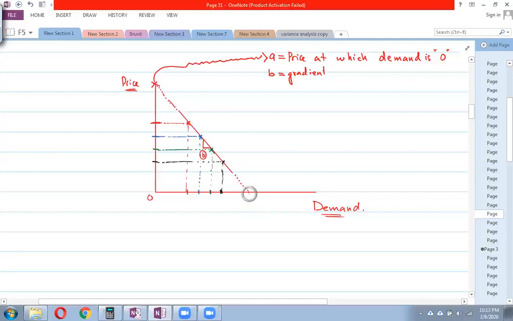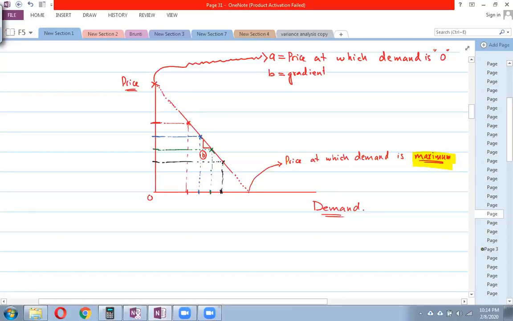But what is the price at this point? Price is zero, isn't it? Price is zero. You're at this point, so price is zero. So you can call this the price at which demand is maximum. Remember this word maximum, please don't call it unlimited, right? Sometimes students call it unlimited. It's not unlimited, it's the maximum. Demand will be maximum, right?